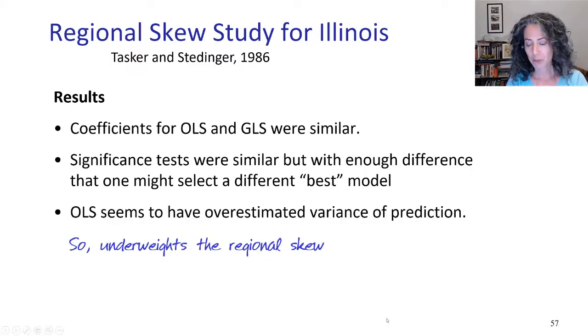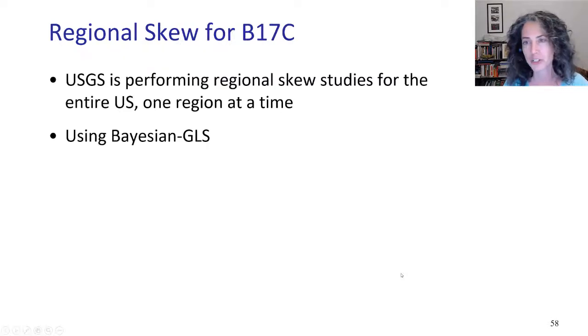So the result of the study: coefficients were similar, chosen variables were similar, but the ordinary least squares seems to have overestimated the variance of prediction and therefore underweights the regional skew. So studies that were done in the past with a simpler method would have had a higher mean square error and so a lower weighting of the regional skew in the weighted skew equation.